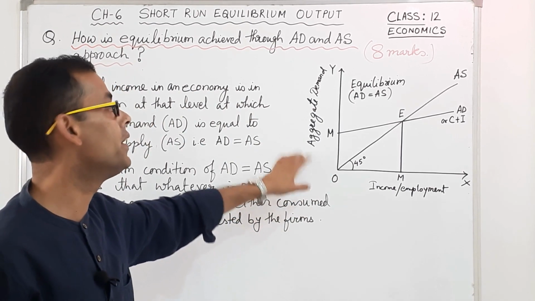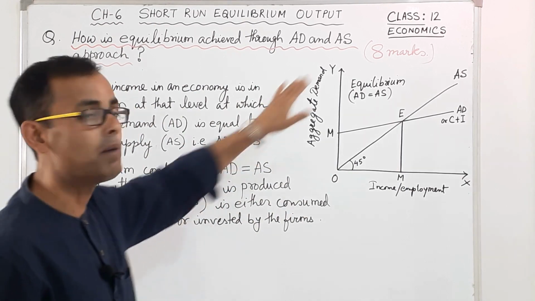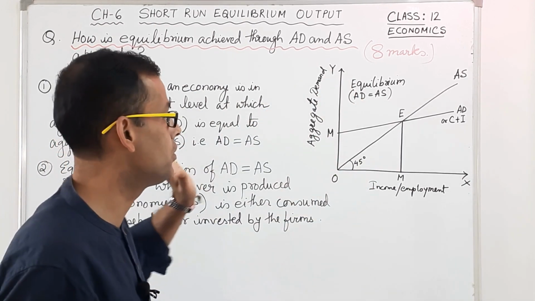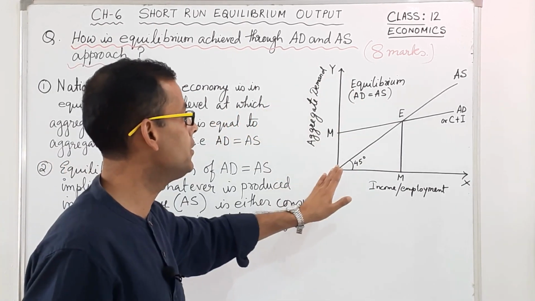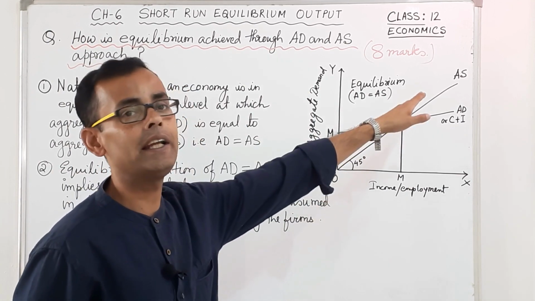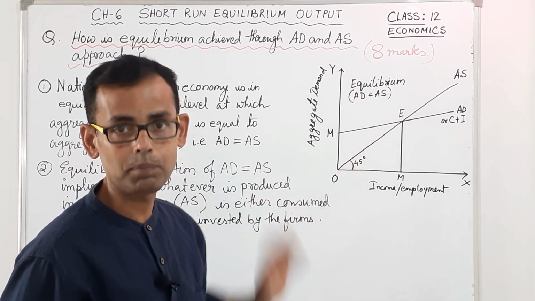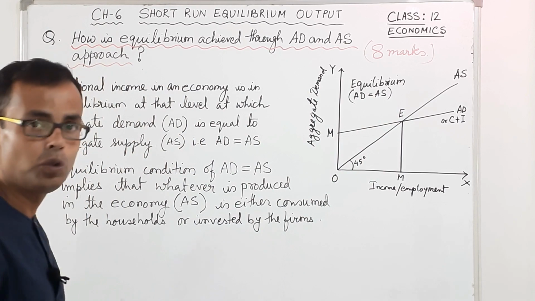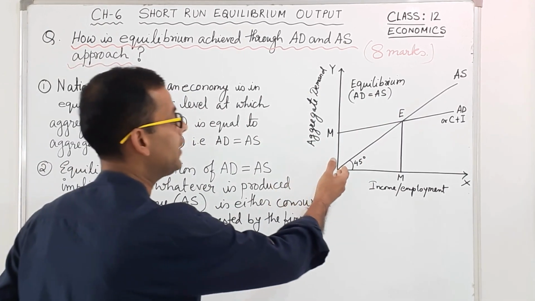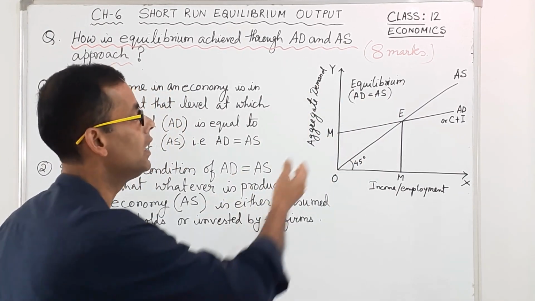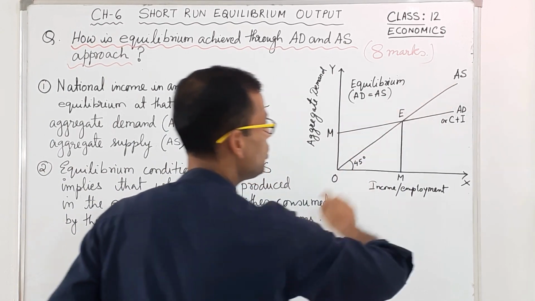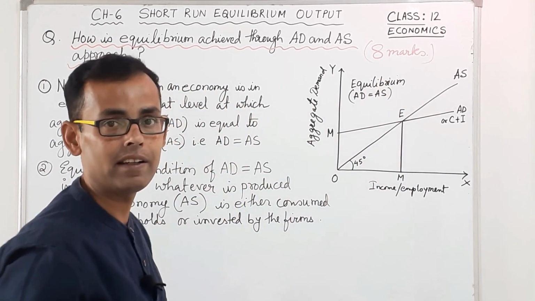in the exam when you are explaining. It is an 8 marks question, so the figure is a must. Now you can see the figure. The 45-degree line is the aggregate supply line. And you all know why it is starting from 0. This is the income also, as well as the aggregate supply.